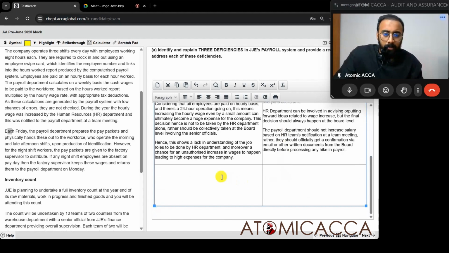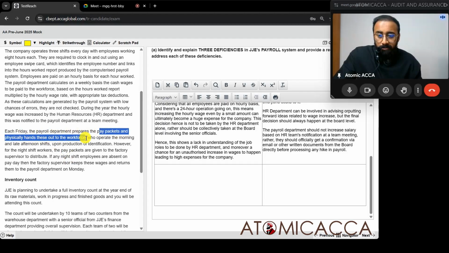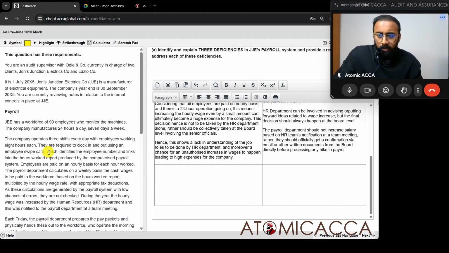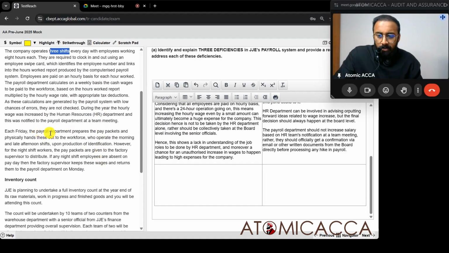Cool. All right. Next thing, the payroll department prepares the pay packet and physically hands out to these workforce who operate the morning and late afternoon shift upon production of identification. Okay, what does that mean? However, for the night shift workers, okay, there are three shifts that was mentioned over here. They are working in three shifts. So for morning and evening, they are preparing the pay packet and giving it on Friday. However, for the late night shift worker, the pay packets are given to the factory supervisor to distribute. So morning and afternoon, the payroll department is involved. Night shift, the factory supervisor is distributing.